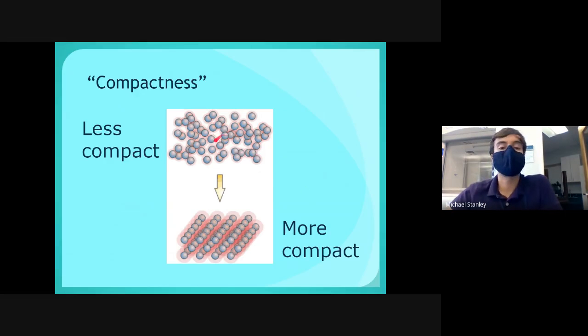Just like with your trash, if it starts out all kind of just sitting on top of one another and still like full-size bags and stuff, that's not very compact. But if you squish it down, if you smush all that trash in together, try and get as much use out of your trash can as you can, then you're going to get a more compact set of trash, more density in your trash can.